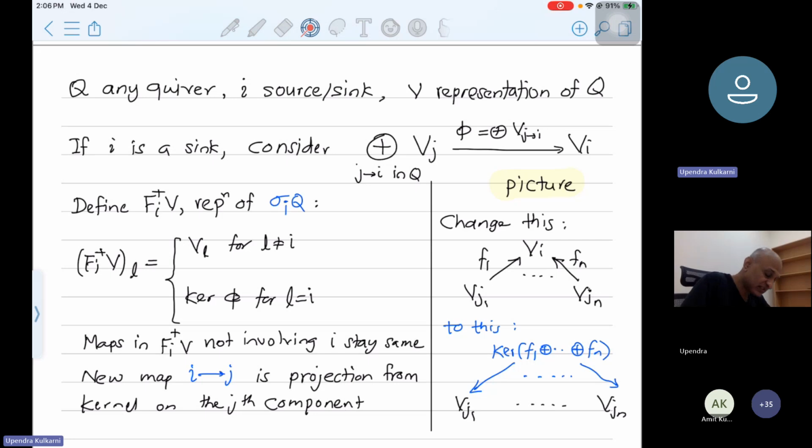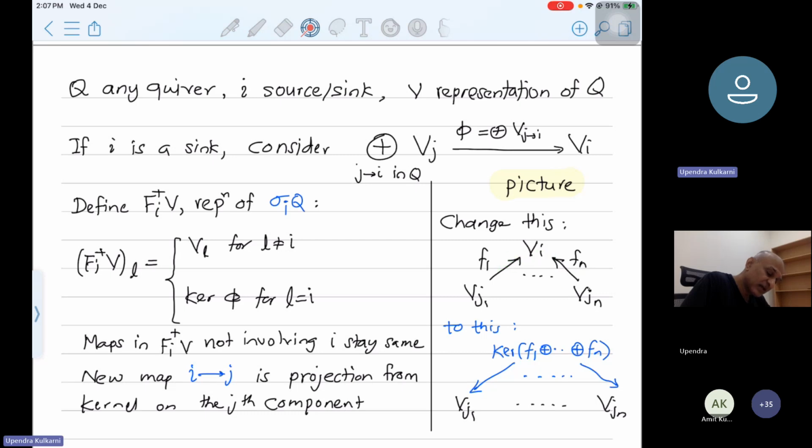Okay, so let's look at this carefully. What I do is I gather all the neighbors of I. So that is all the vertices which are connected towards I. I take their vector spaces, I take their direct sum. And I just take the direct sum of all the maps that are given to me in the representation to I. Okay, so that is the one that I'm going to call phi. Please keep this name in mind. The name phi, for a while when we are talking about reflection functors, will always mean this. Okay, so what do I do?